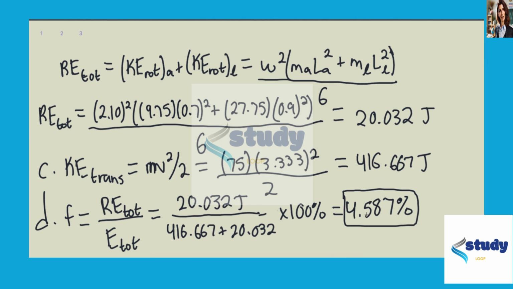The rest, overwhelmingly, is translational kinetic energy. So over 95% of the total energy comes from the translational energy of the runner rather than the rotational energy of the runner's legs and arms. And that's the end of the solution.